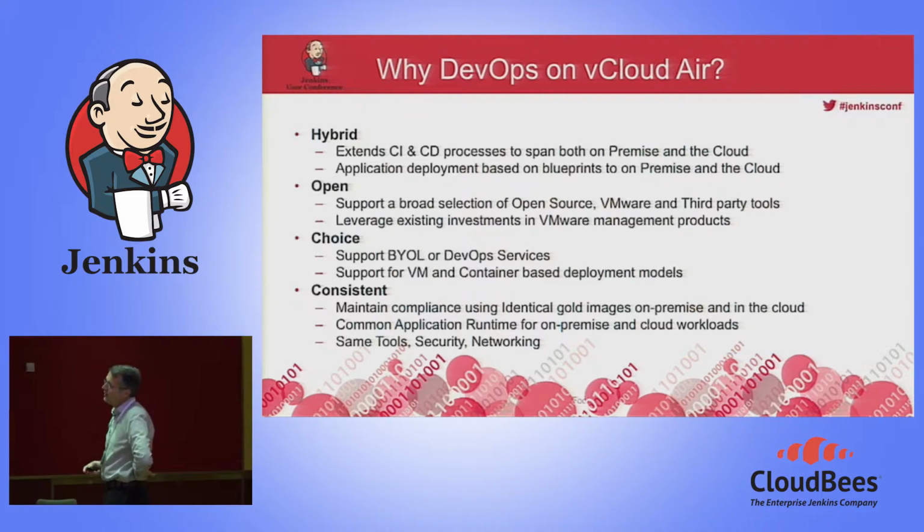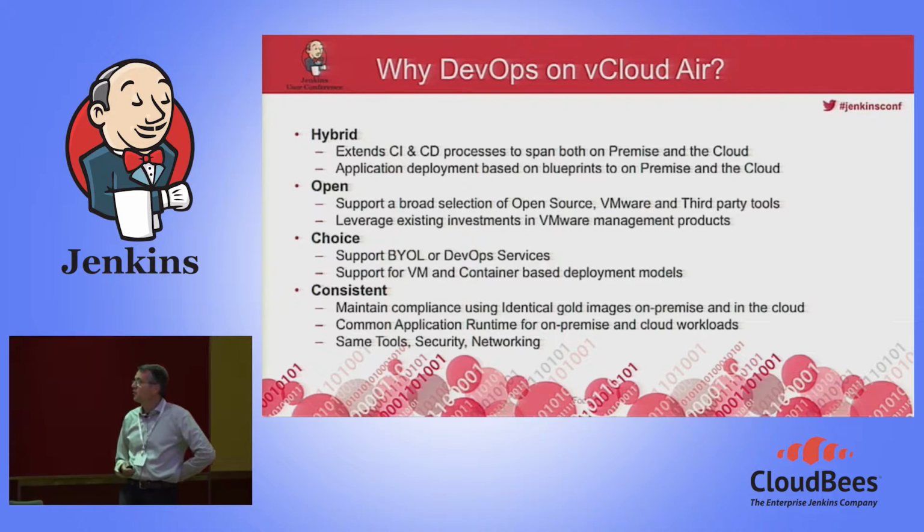So back to those 3 value props, why is it hybrid, open, and consistent? It gives you the ability to move things on-premise or to the cloud. You can use all the open source and VMware and third-party tools. You can basically do DevOps your way. You can decide what you want to do on-premise and use those same tools in the cloud.